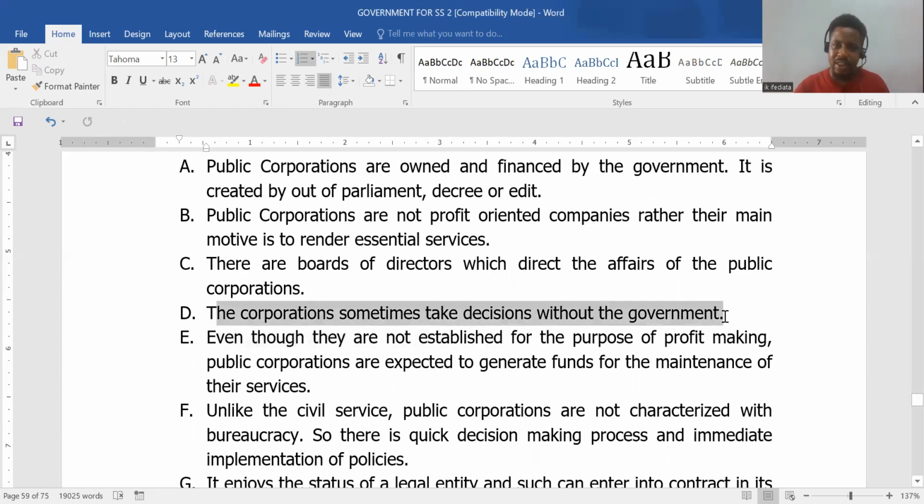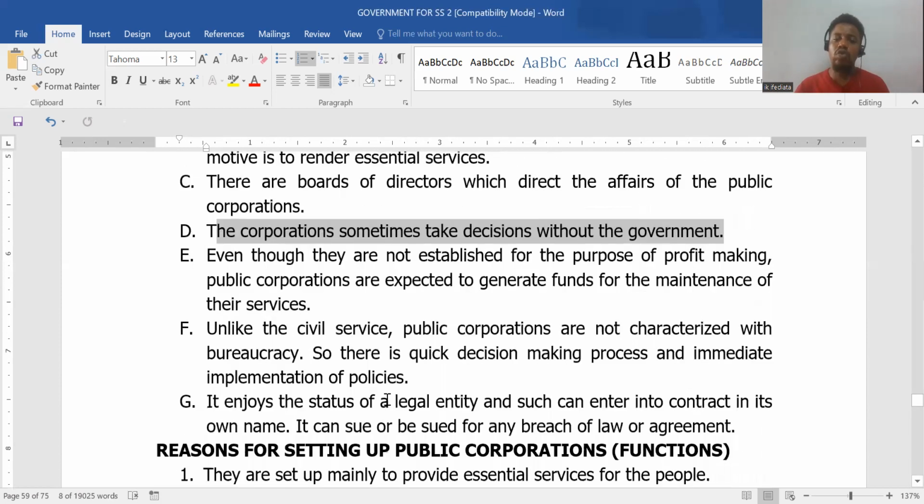If you study delegated legislation, you would see this concept there. Even though they are not established for the purpose of making profits, they are expected to generate revenue, to make money, so that they can maintain the machineries and whatever they use to provide the services, and to even pay their workers. Right? Now, public corporations don't have bureaucracy. So they have this ease of making decisions, this capacity to make decisions.